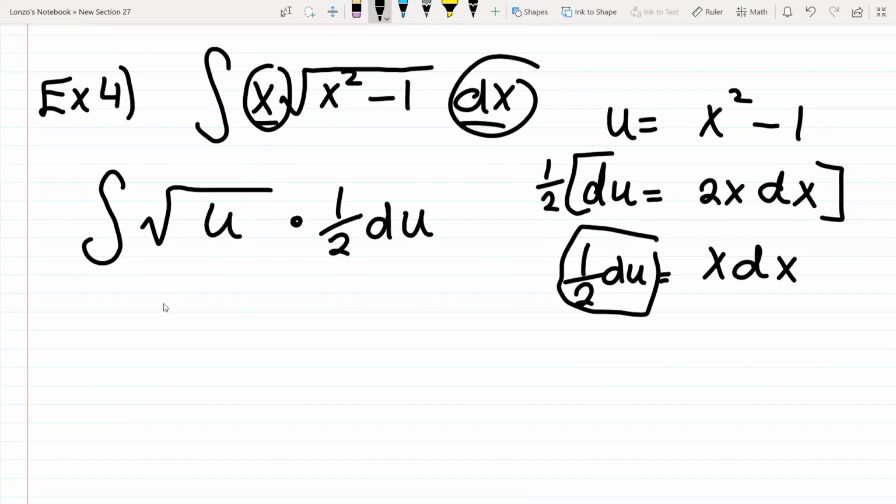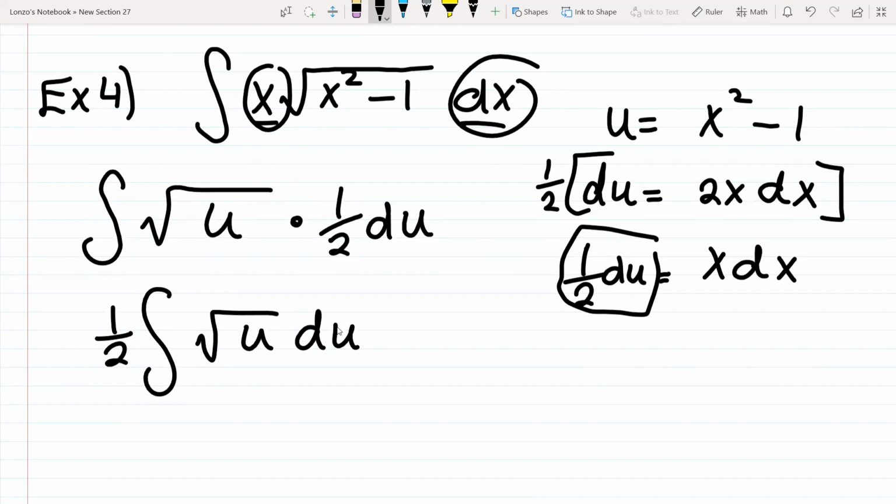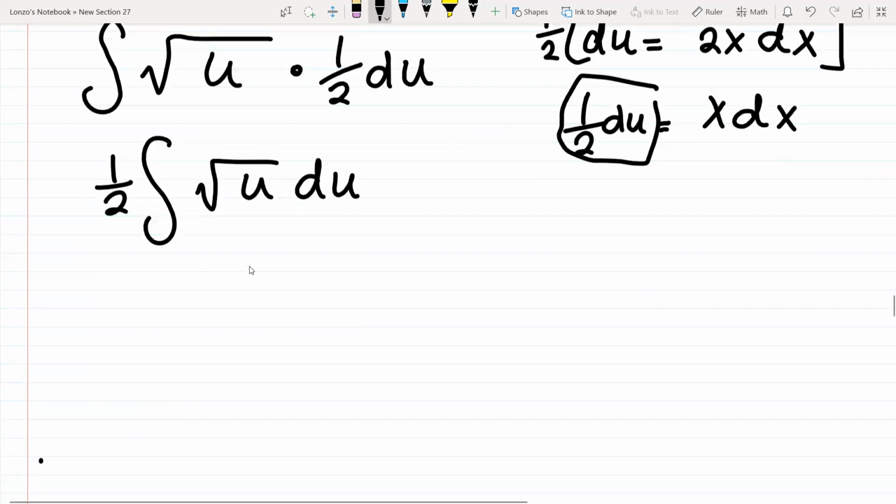Okay. And then this 1/2 is a constant. You can put it outside. Worry about that later. And then the square root, it's going to be square root of u du. And then now we've got to take the integral of that. So to make life easier, you can rewrite this as a power. So square root of u is equivalent to saying u to the 1/2 du.